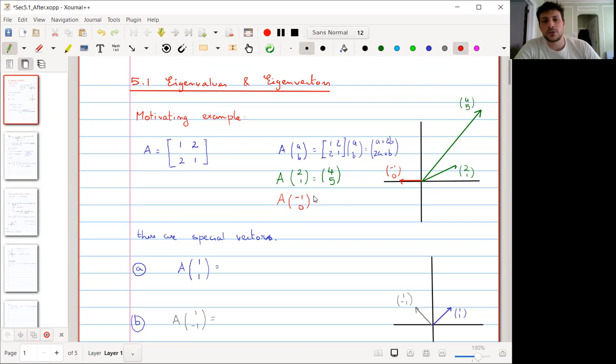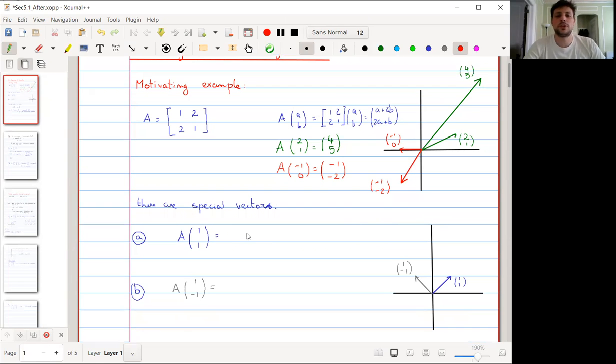Let's try to do another vector just for fun. If I have a equals -1 and b equals 0, I get -1, and then I get 2a, which is -2. So if I were to plot this one, this would land somewhere down there. The point of these vectors is to show you that it's a little hard to understand what this matrix is doing. However, there's a couple special vectors that behave very well with this matrix.